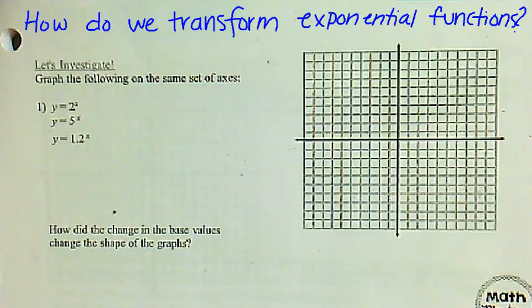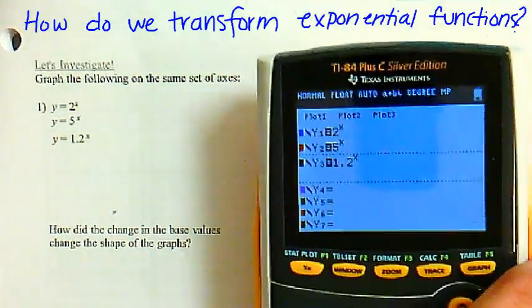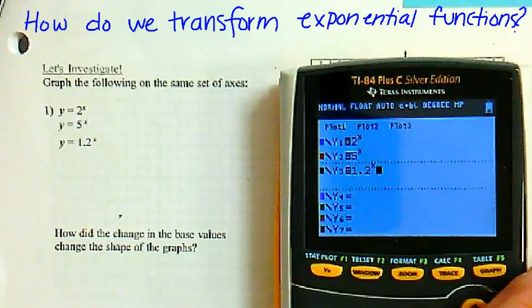So let's get started. So number 1, what you're going to do is start out by putting this into your calculator. Alright, so I already did that right here. So you're going to put these 3 functions into your calculator. y1 will be 2 raised to the x power, y2 will be 5 to the x power, and y3 will be 1.2 to the x power. If you would prefer to do these all separately, that's fine, but this is just easier.